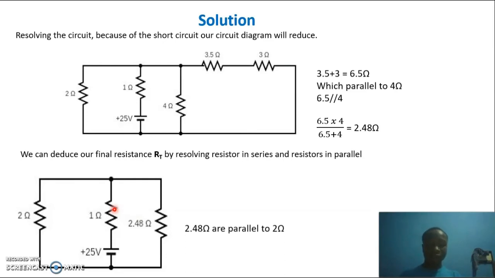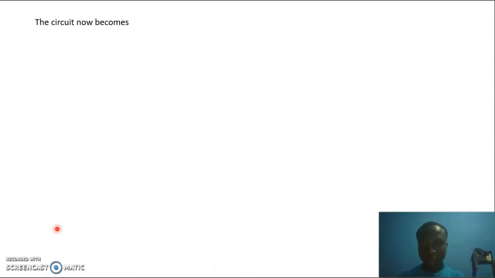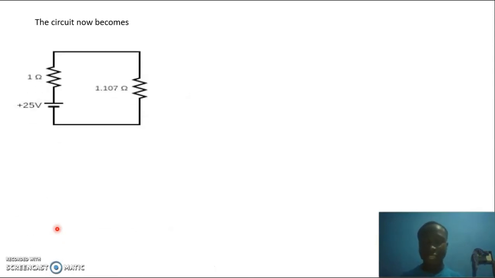So we can see our 2.48 ohm, which is parallel to our 2 ohm. We find their resultant by taking their product and dividing by their summation. So we are getting 1.107 ohm as the resultant for these 2.48 and 2 ohm resistors. Now our circuit will reduce again to this form, which is a simple circuit.